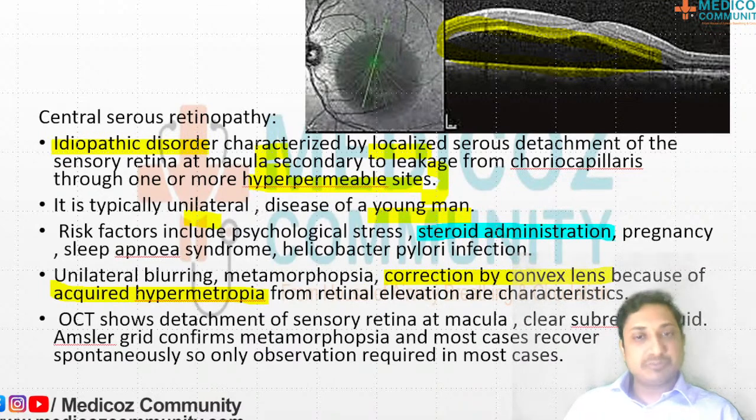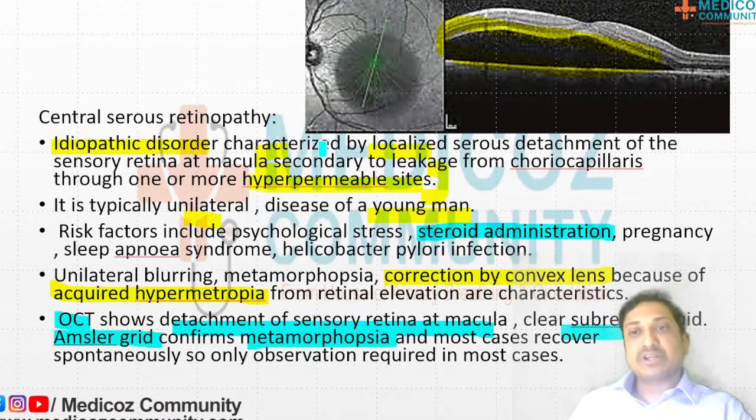Further, we confirm this diagnosis by doing OCT, and OCT shows that there is detachment of the sensory retina at the macula with clear subretinal fluid. And for the confirmation of metamorphopsia, you can use the Amsler grid chart.